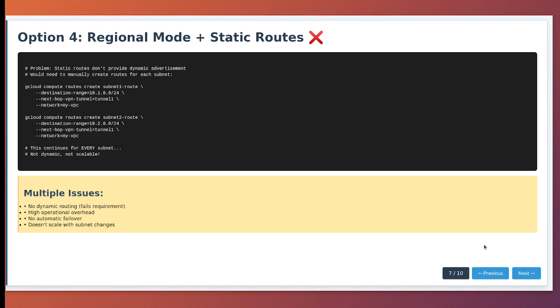This does not meet the dynamically advertised requirement. Third, using static routes instead of BGP means you lose the automatic failover and path selection benefits of dynamic routing. This reduces the solution's reliability and increases operational overhead, which is not ideal for a small firm with limited resources.